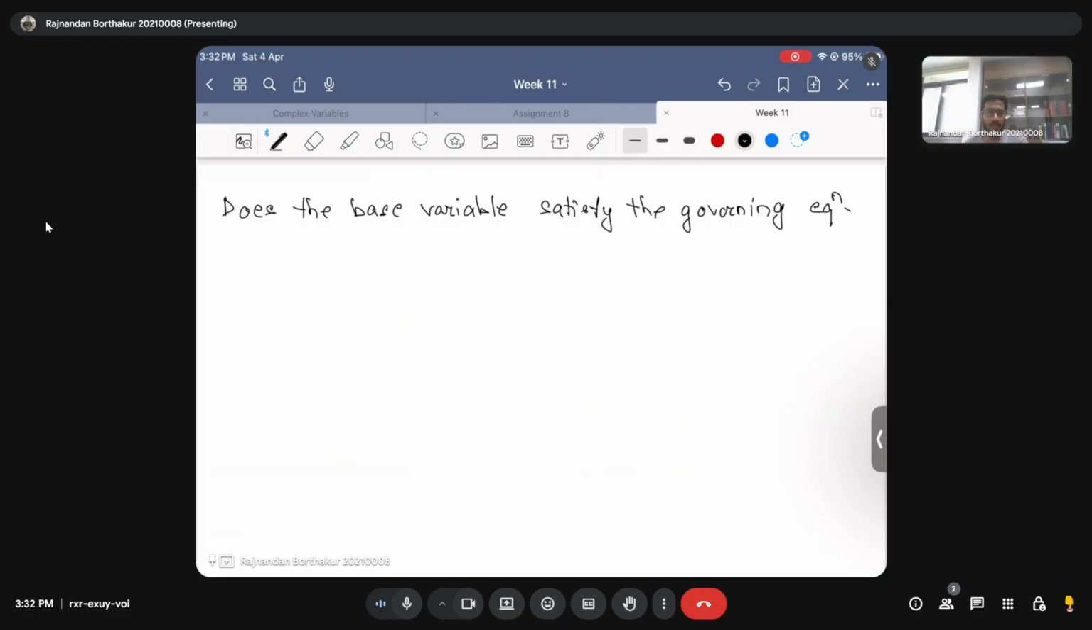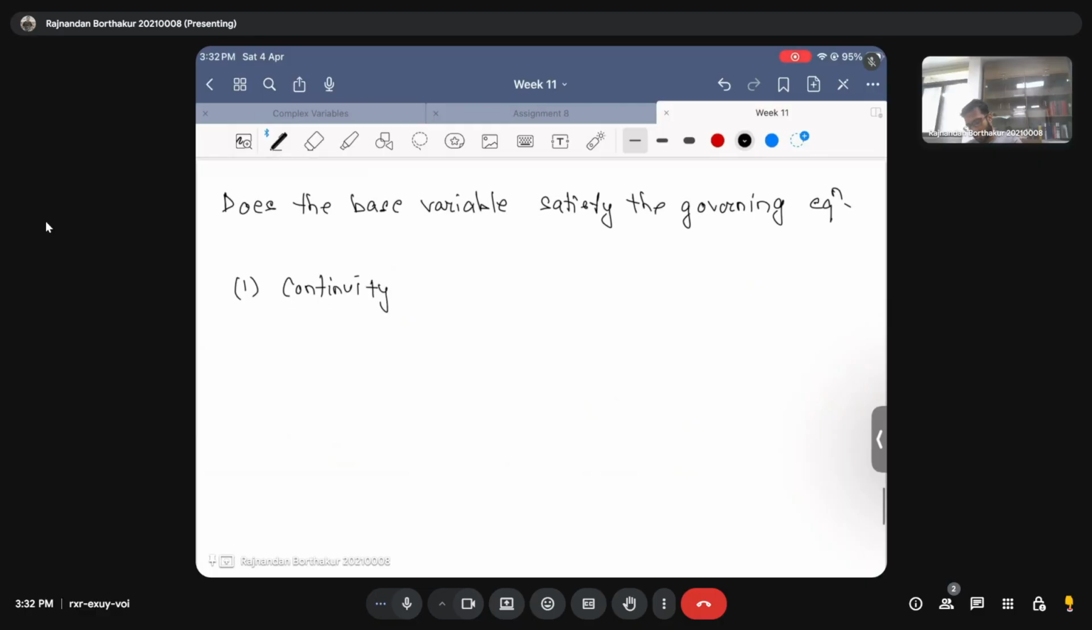And let's see if they do or not. For instance, if I just write the continuity equation for the base variable, so the continuity equation is going to just give me divergence of capital V star is equal to 0, and then I can write it as del U star by del X plus del V star by del Y plus del W star by del Z is equal to 0.